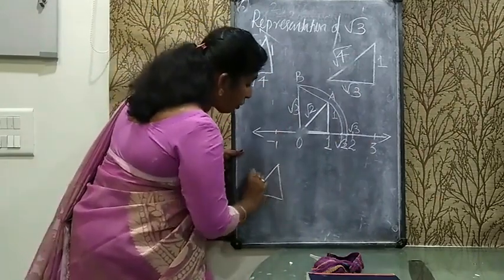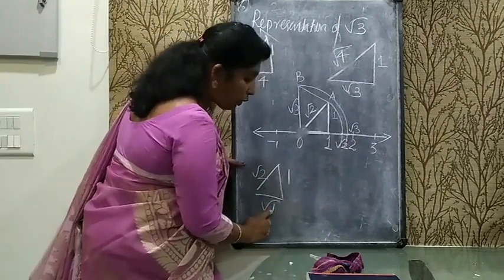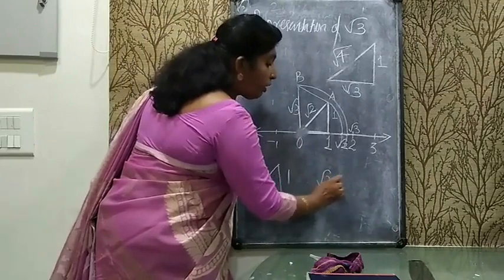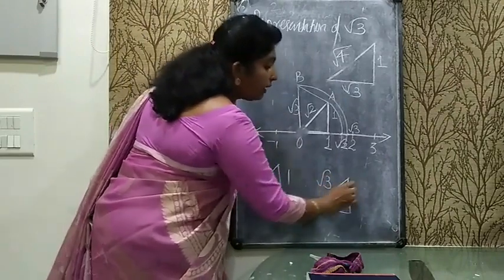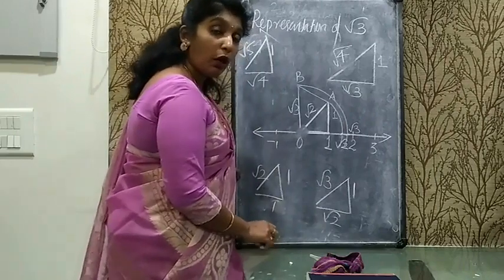At first you drew root 2 and the perpendicular was 1. So here root 1 was 1 only. That is why we took the base as 1. When we drew root 3, here the perpendicular was 1 only and the base was 2. Now I hope it is clear.